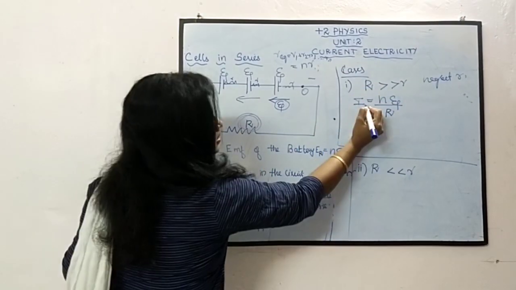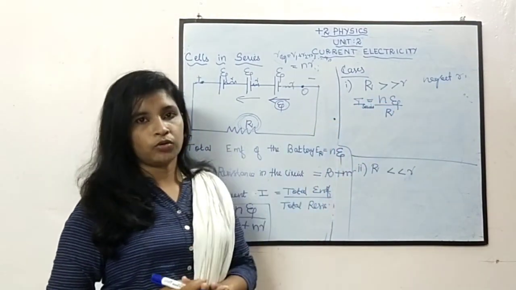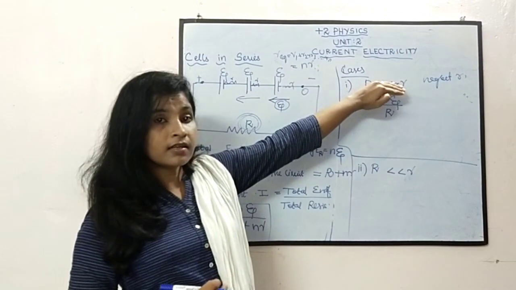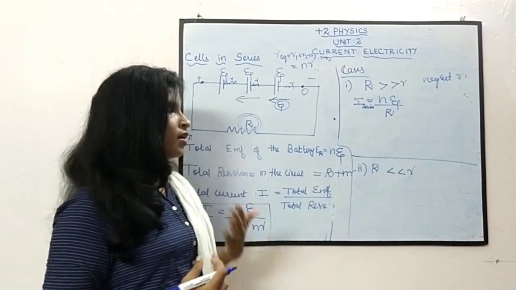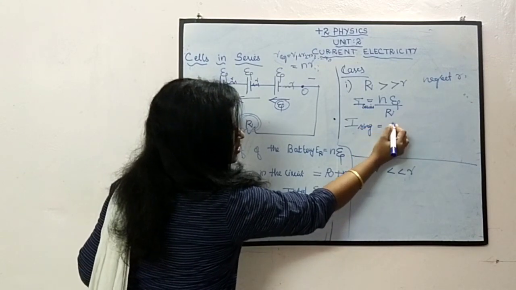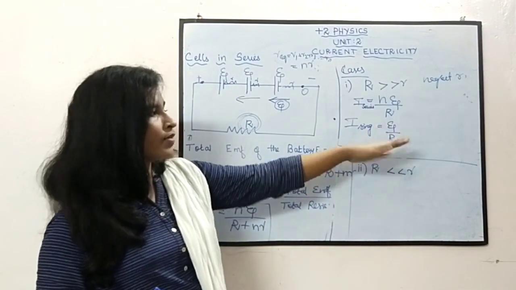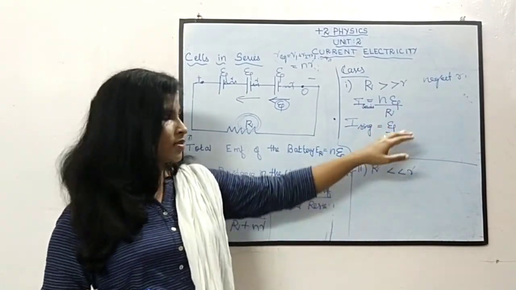This is for series. When connecting in series, my current will be like this, when the external resistance is maximum. Suppose I am taking a single cell, just one cell, then what is my current? If I am taking only one cell, we know that I is equal to EMF by resistance, ψ by R.